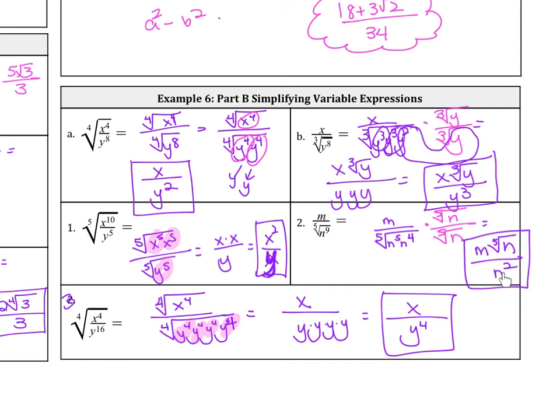now, n squared. Last, we can break down the y to the 16th to y4, y4, y4, y4, so those 4 groups of y's. And then the top, there's just a single x to the 4th, 4th root of x to the 4th, so a single x. So the final answer is x over y to the 4th.